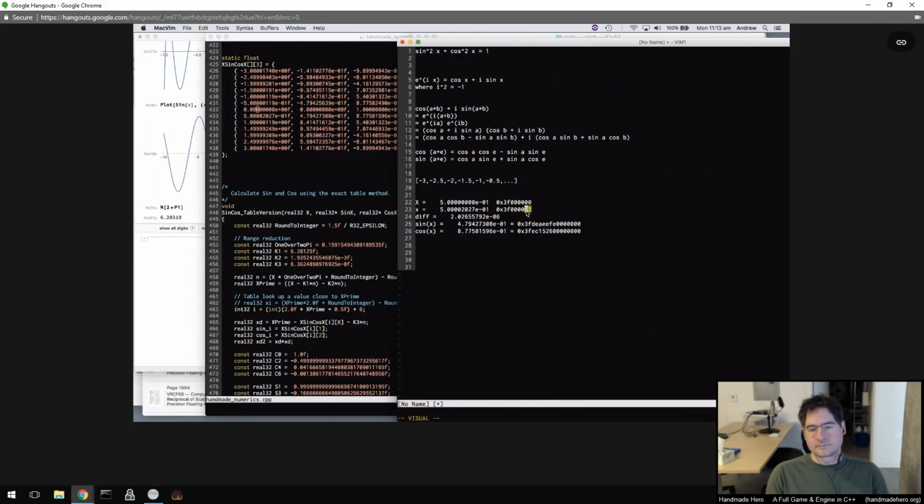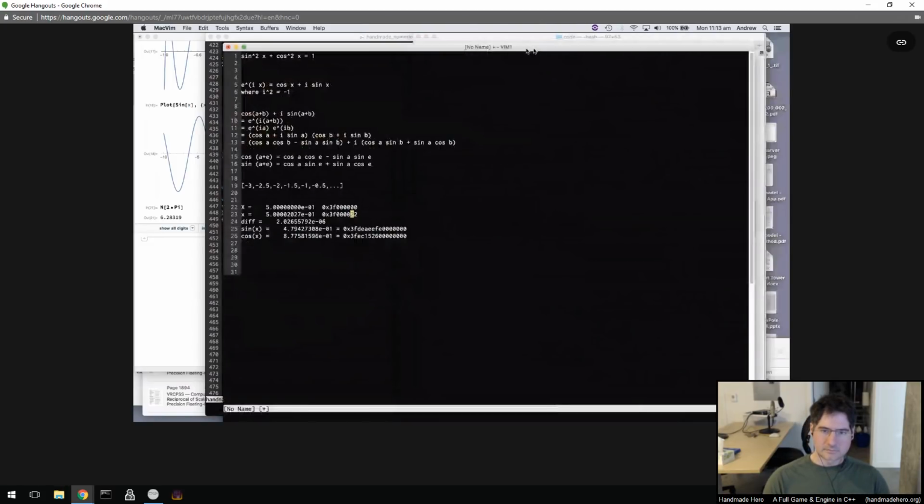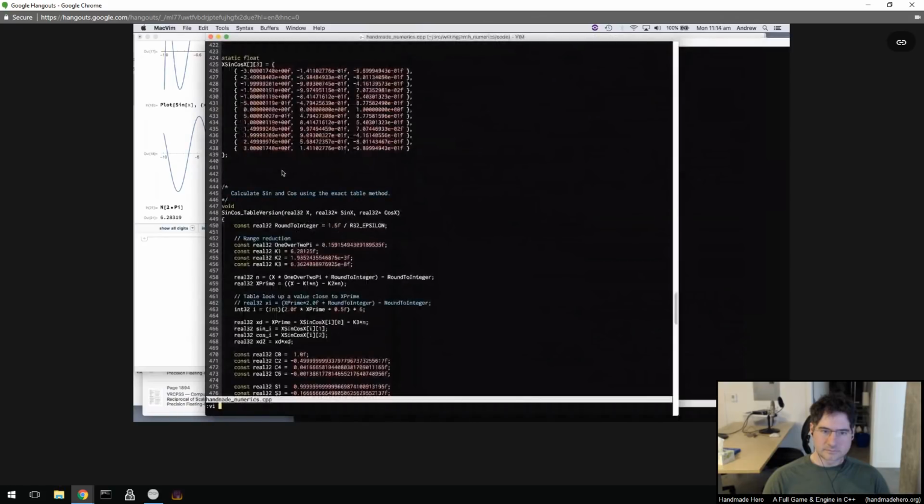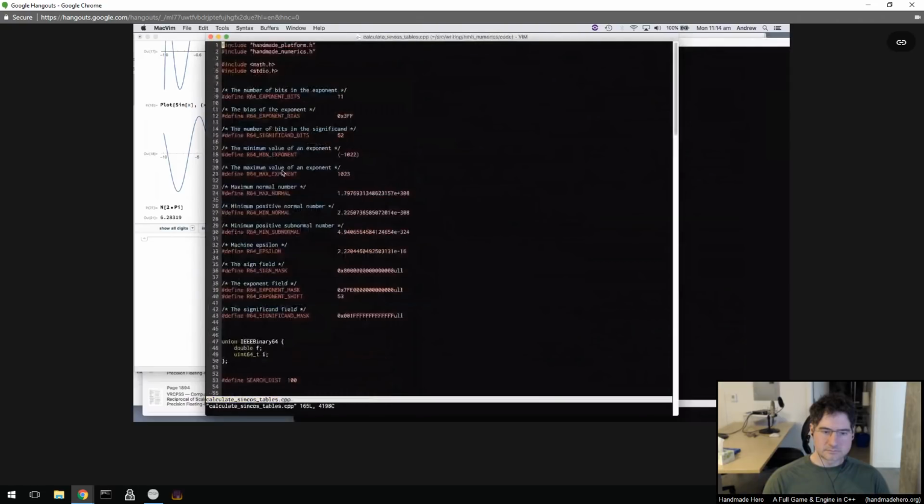Now, this involves searching floating point numbers. And again, I did not implement this in a handmade kind of way. I used the C standard library for this. But there's a little function that not many people know about. It's in math.h.